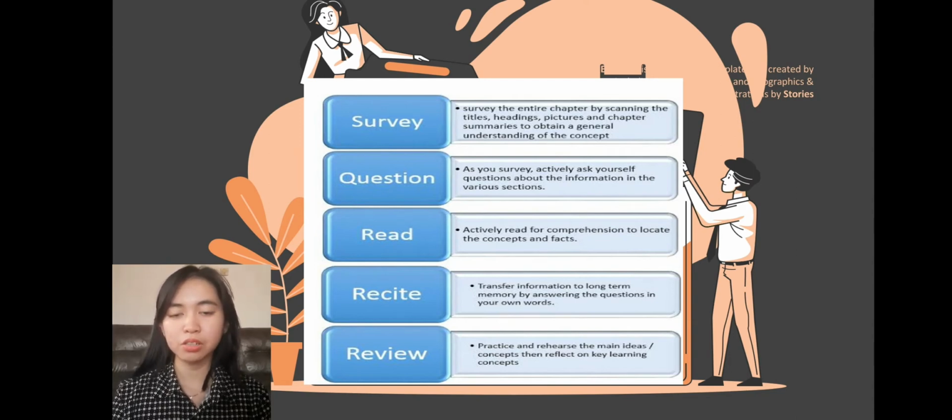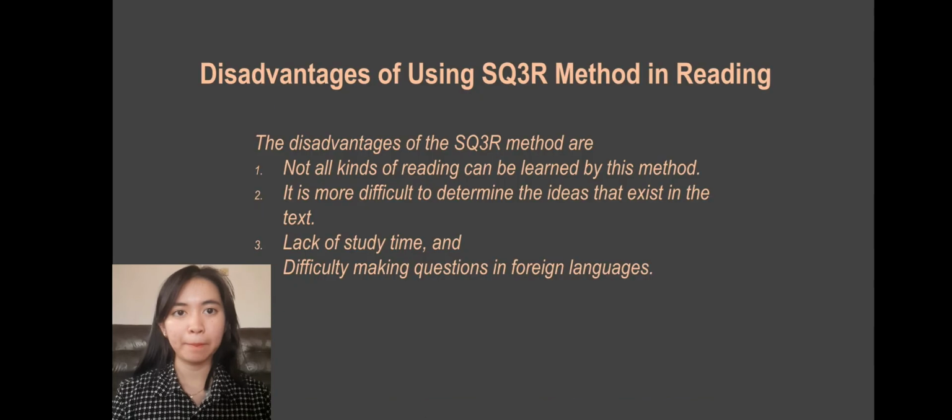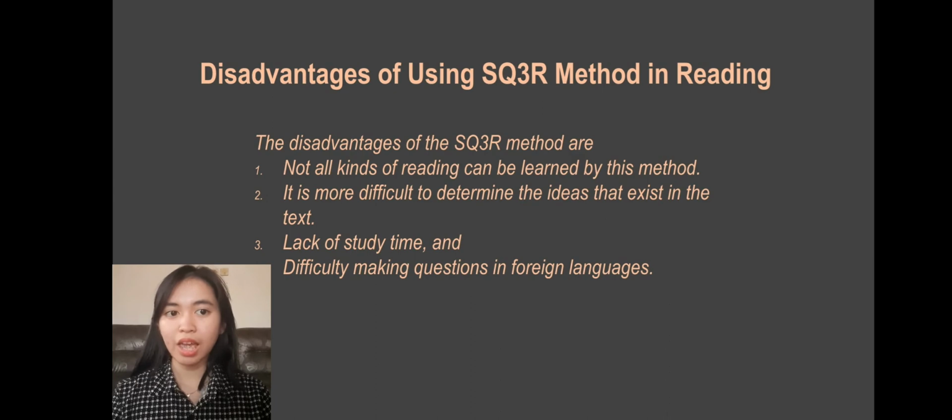And the last one is review. It means reviewing all the answers to the questions set out in steps 2 and 3. In the last step, students review all the questions and answers bravely. And there are disadvantages of using the SQ3R method in reading. The first one is that not all kinds of reading can be learned by this method, and the second one, it is more difficult to determine the ideas that exist in the text. And the third is lack of study time, and the last one is difficulty making questions in French language.